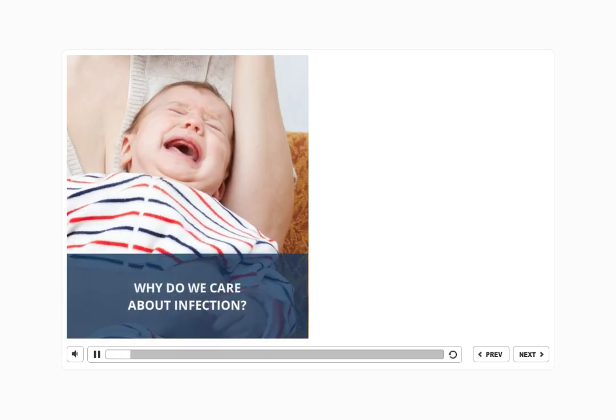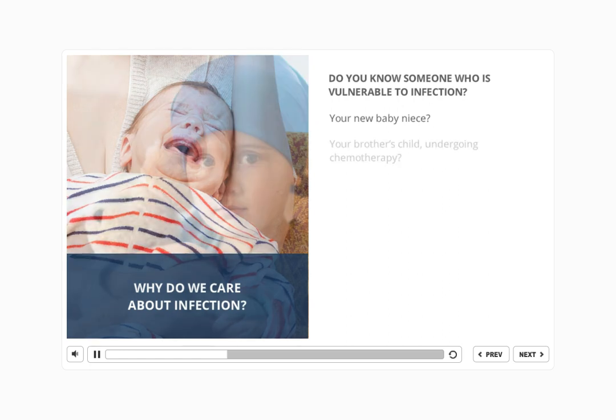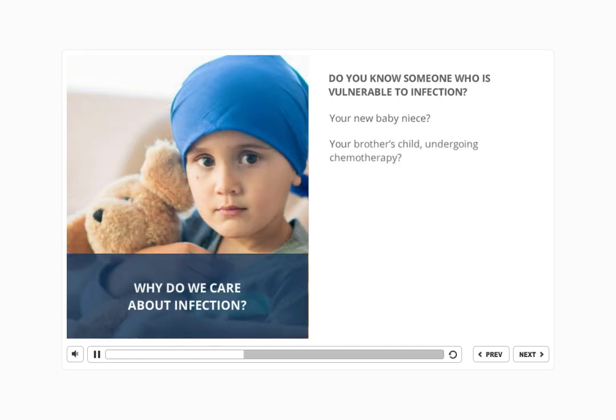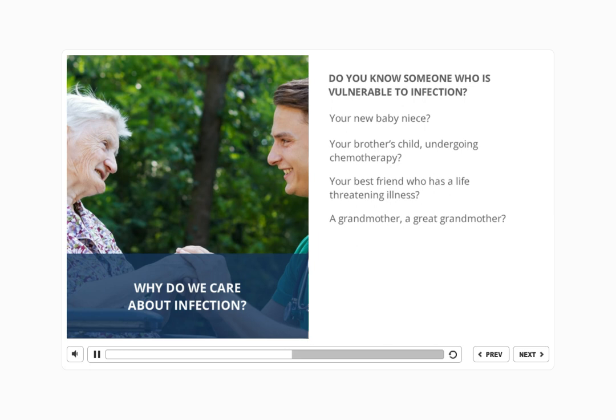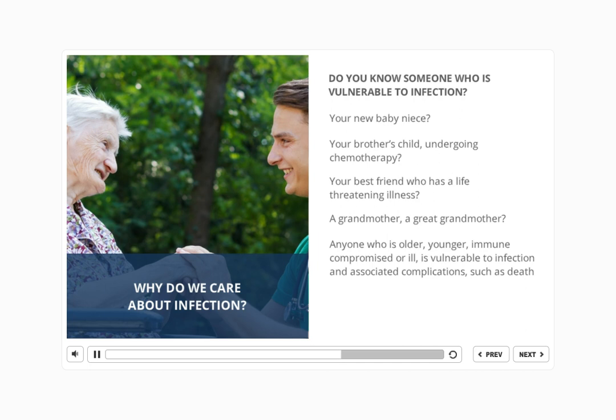Take a moment to reflect on your personal life. Do any of these situations or similar situations apply? Is there someone who is vulnerable and at a higher risk of illness or death if they get an infection? Your new baby niece? Your brother's child undergoing chemotherapy, your best friend who has a life-threatening illness, a grandmother, a great-grandmother, anyone who is older, younger, immune-compromised, or ill is vulnerable to infection and associated complications such as death.